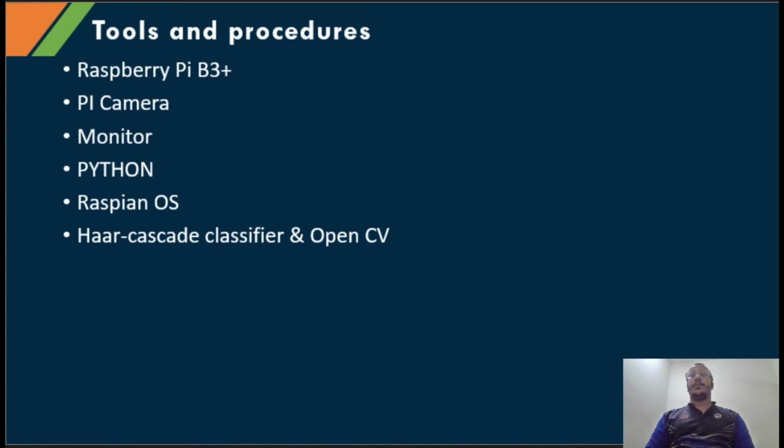It's a machine learning based approach where a cascade function is trained from a lot of positive and negative images. Then it uses these images to detect objects, faces, cars, anything you can program it to.